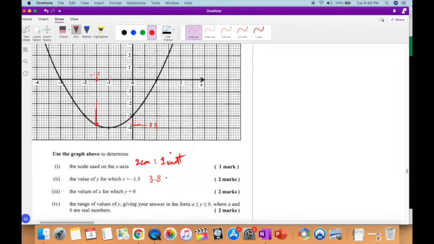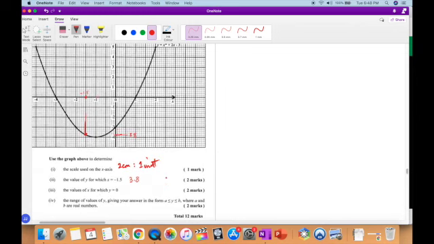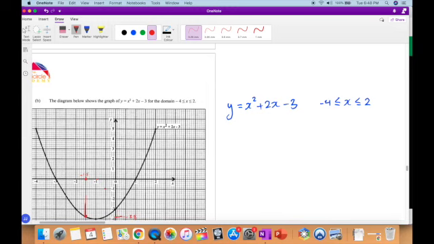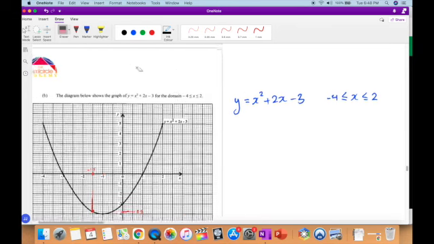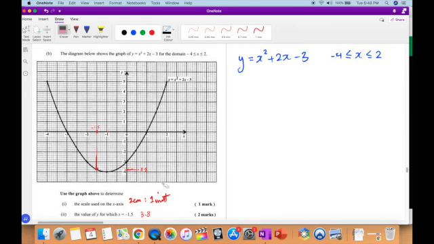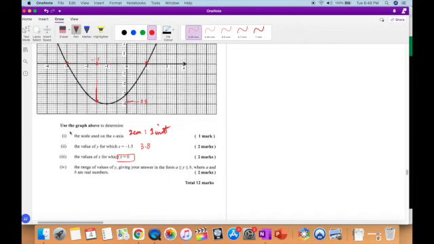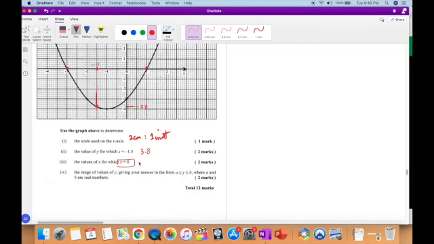The values of x for which y is 0. Y is equal to 0. That is when we put this equal to 0. And we factorize. So the values of x when y is equal to 0 is the roots. Yeah? So the roots here now we could see are 1 and negative 3. Right? So the roots are x equal 1 and x equal negative 3.